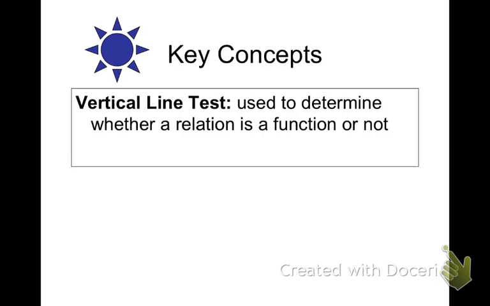So now we're going to look at, if given a graph, how do you determine whether something is a function or not? So let's put a few little graphs down here. First graph, absolute value, makes a V.